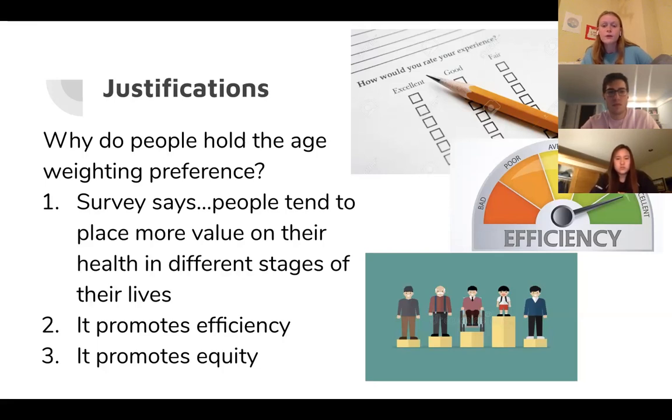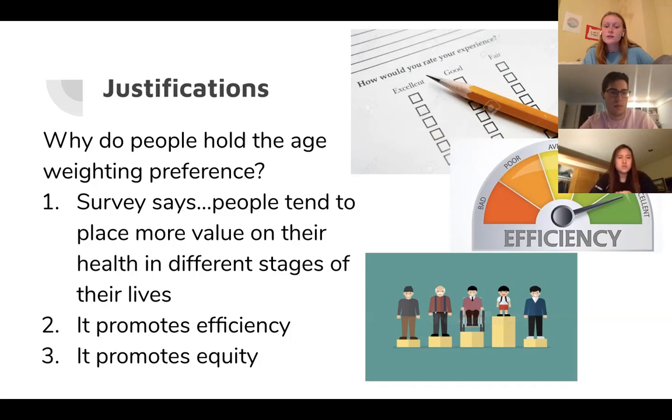First, people might value health differently from different stages in their lives. Do I derive the same amount of happiness or welfare from being healthy at the age of 30 as I do at the age of 70? Maybe not. This argument, while briefly addressed by Murray, does not seem to get as much attention in the literature. So for the purposes of this presentation, we will just refer to this idea as the personal value of health argument. The second set of arguments are the efficiency-based justifications for age weighting.